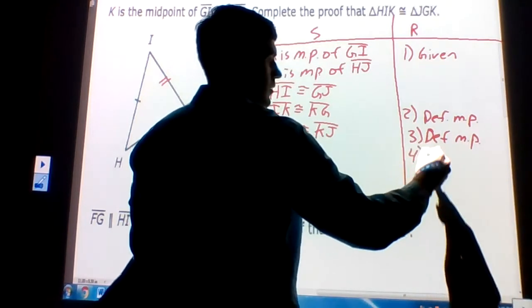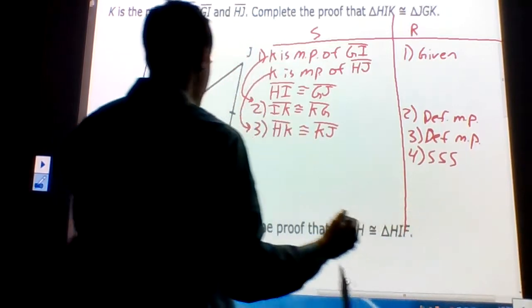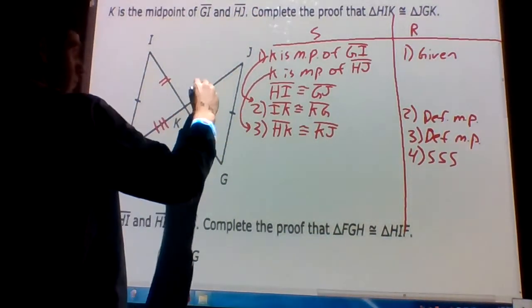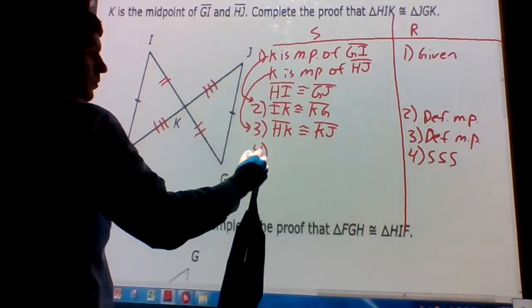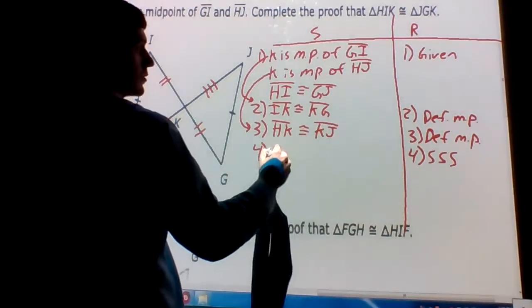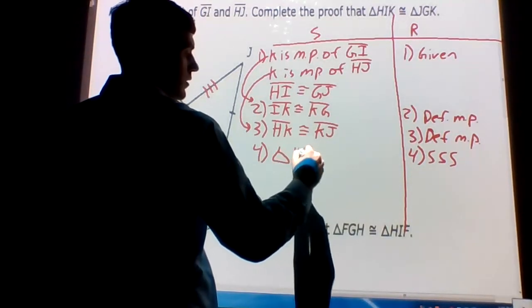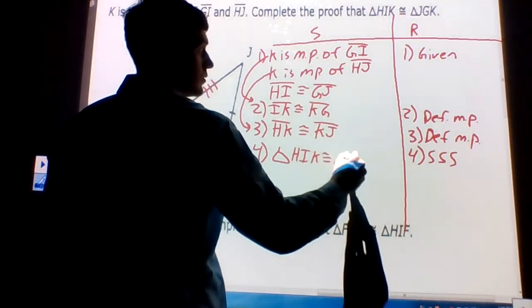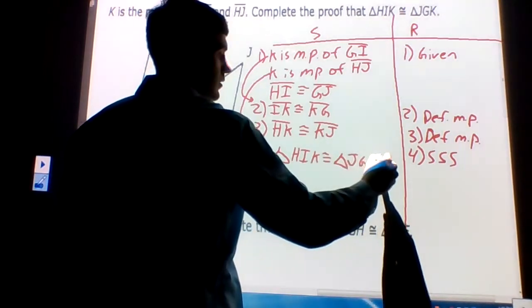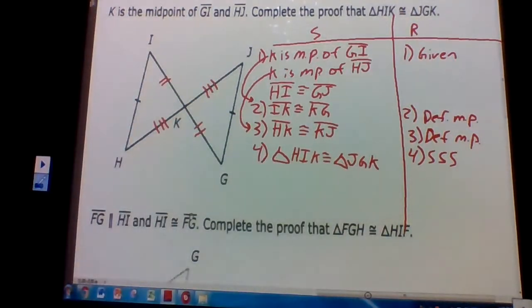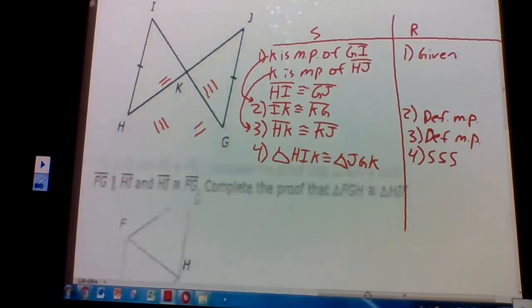Okay. But we now have 3 pair of congruent sides. Since we have 3 pair of congruent sides, we know the triangles are congruent. So triangle HIK is congruent to triangle JGK. And we're good. Okay, down to the next one.